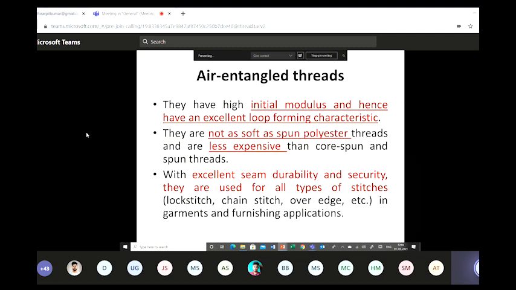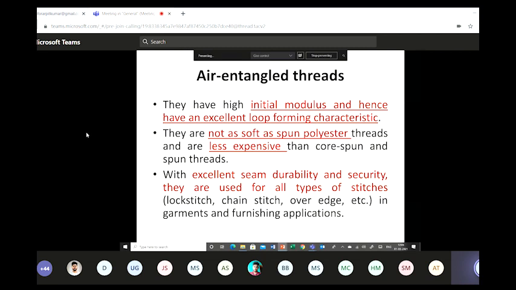So if the material has a high diameter, then the area moment of inertia will be more. What is the area moment of inertia for a circle or cylinder? It is pi d power 4 by 64. D is the diameter of the material, and E is the elastic modulus of the material. So E and I define your bending rigidity. When the bending rigidity is more, if you try to bend the thread, it always forms a larger radius of curvature.